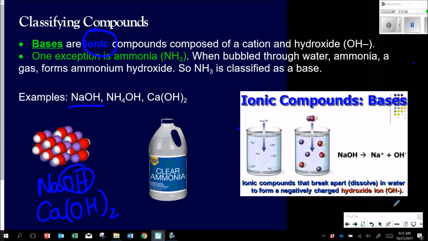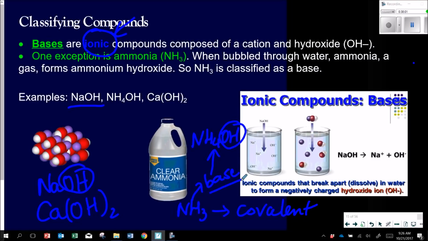One exception is ammonia. Ammonia has the formula NH3, so it is composed of nonmetals only, so it is classified as covalent, not ionic like all the other bases. However, ammonia is also classified as a base because when bubbled through water, it forms ammonium hydroxide. So now we have the OH associated with ammonia, which classifies it as a base. Make sure you note that exception.